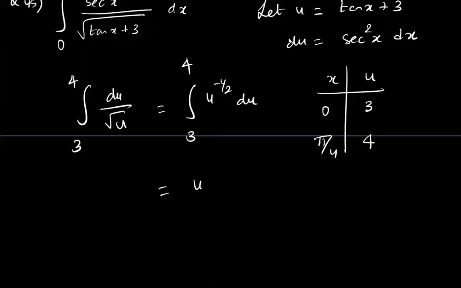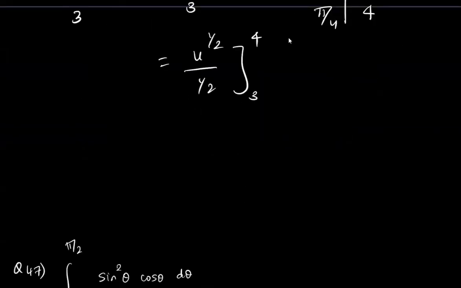So I take this, I have u to the power of 1 half over 1 half between 3 to 4. So this is 2 u to the power of 1 half between 3 to 4. Okay, so 4 to the power of 1 half is 2. So this is 4 minus 2 root 3. That's my answer.